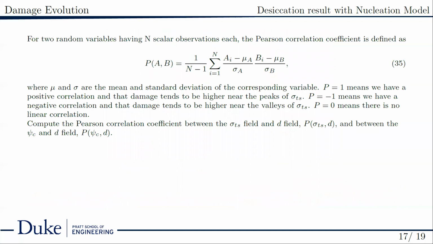To quantify the influence of the tensile strength or critical fracture energy on the damage field, we use Pearson correlation. It represents a linear relationship between the two variables. When rho equals 1, it means we have a positive correlation and that damage tends to be higher near the peaks of tensile strength field. Rho equals minus 1 means we have a negative correlation and that damage tends to be higher near the low values of tensile strength field. Rho equals 0 means there is no linear correlation.